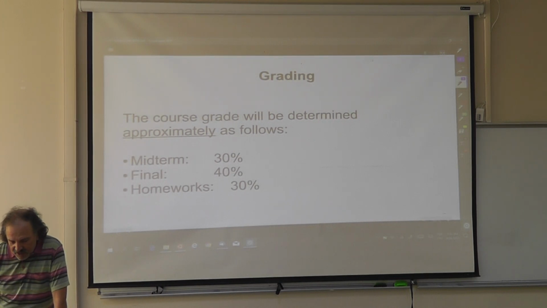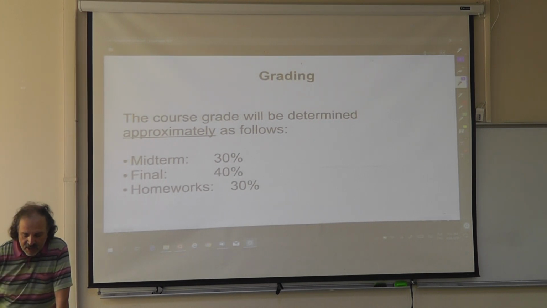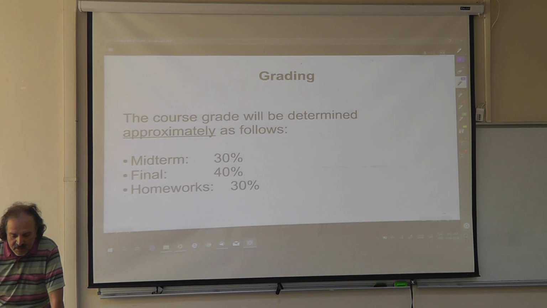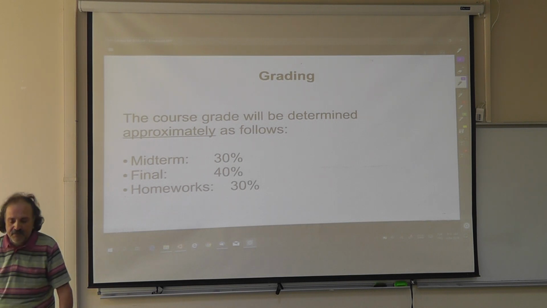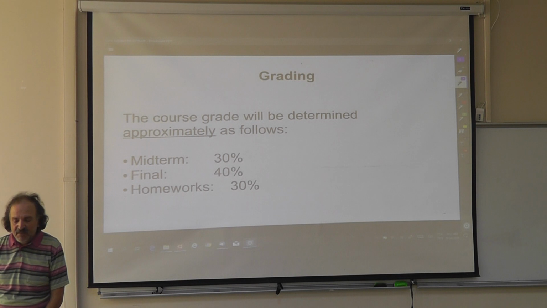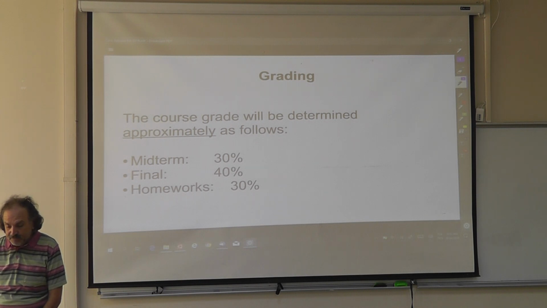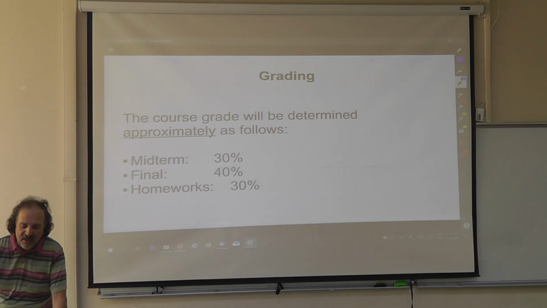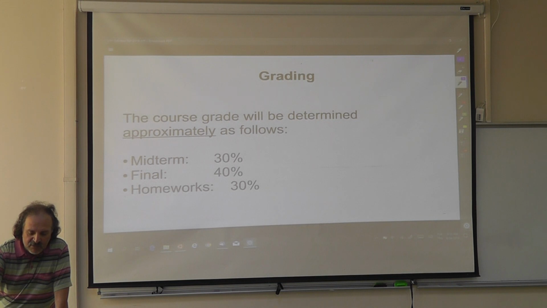This is our grading approximately, tentatively. Midterm 30%, final exam is 40%, and homeworks are 30%. It might change a little depending on the class distribution at the end of the semester, but it will be around this. I don't think that this will be more than 50% or 40%. So this can vary from 25% to 35% maybe.